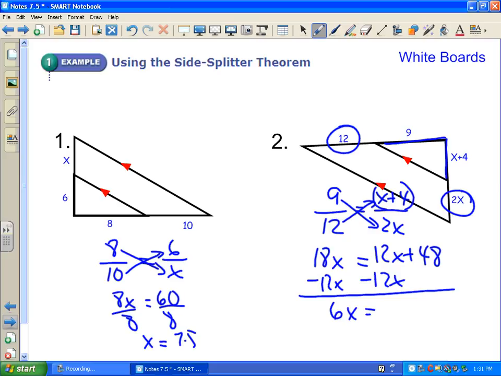6x. So now I can divide by 6, and 6 goes evenly into 48 8 times. Now the question here did not tell me to find the length of a missing side or anything, so I'm just stopping with finding x because I'm assuming that's all they asked me to find. Sometimes you might be asked to go back and find the measurements, and you'd have to plug that 8 in, but not in this case.